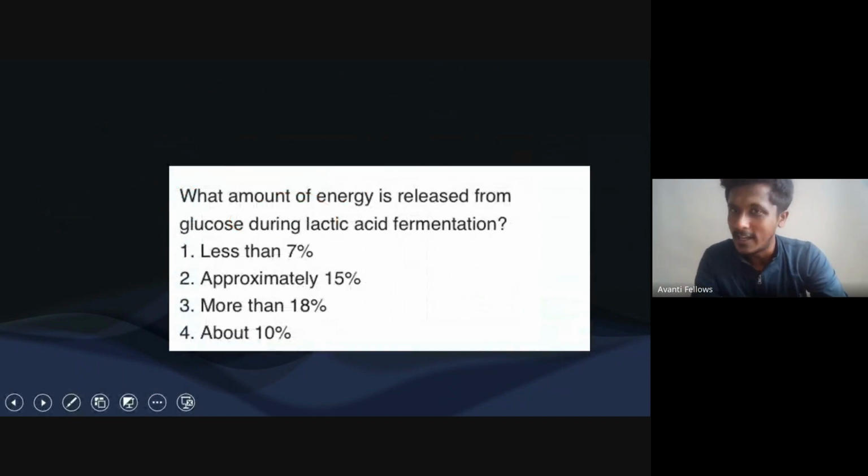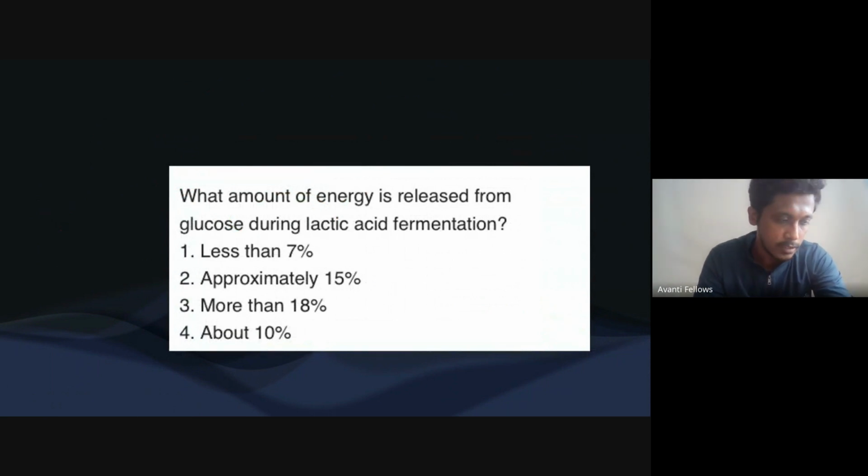What amount of the energy is released from the glucose during the lactic acid fermentation? So that's your question. Less than 7%, approximately 15%, more than 18%, and about 10%. These are your options. So let's choose our right answer. What amount of energy is released from the glucose during the lactic acid fermentation, an anaerobic reaction? It's an easy question, right?